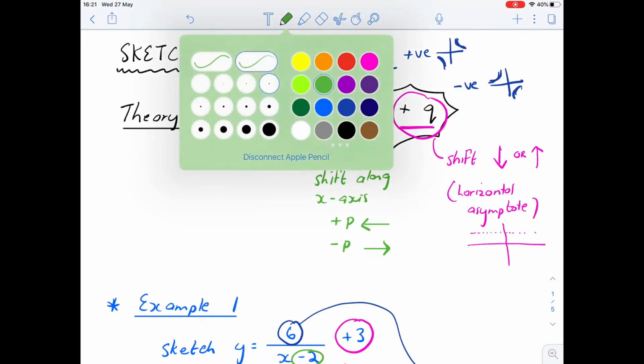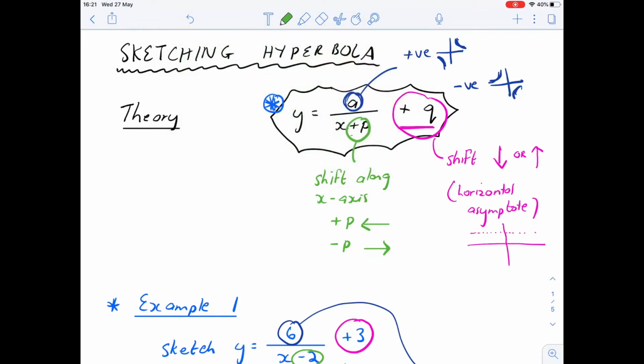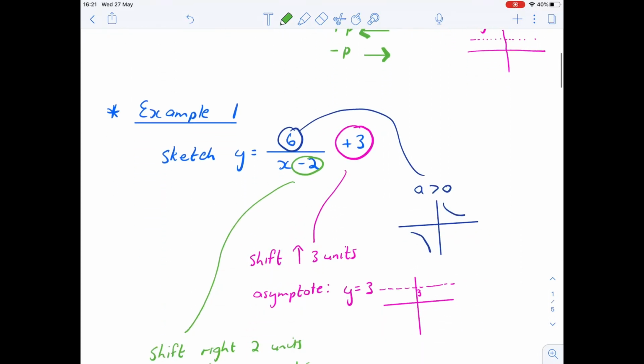And then the third thing, or the third fact, is this plus p here, which is because it messes with the x, because it affects the x, it's going to be a shift along the x-axis because it's x plus p or x minus p. If it's plus p, it's in a negative direction. And if it's minus p, it moves the graph in a positive direction. Okay, so let's look at an example together now.